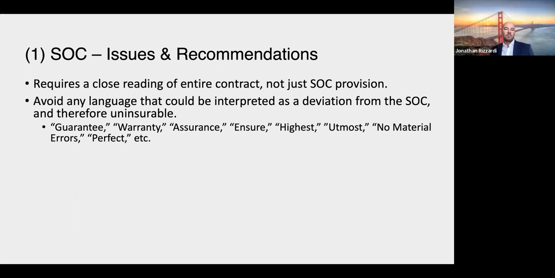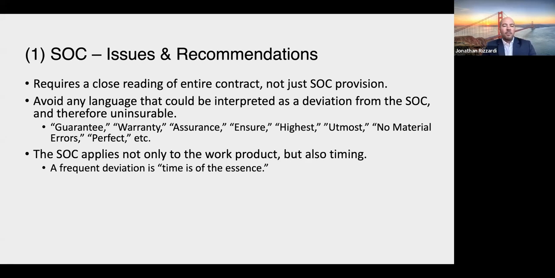And the reason that's problematic, it's problematic in and of itself, but it's also uninsurable, because your insurer is not going to insure you for a higher standard. The insurer is not going to insure you for perfection or for guarantees. That's not how it works. So you've just got to be very careful. If you see that kind of language, that's got to set off an alarm bell that you've got a problem there and you've got to pull back on that.